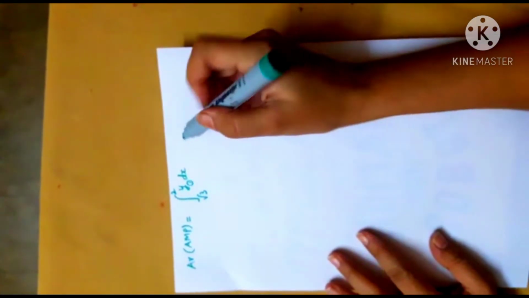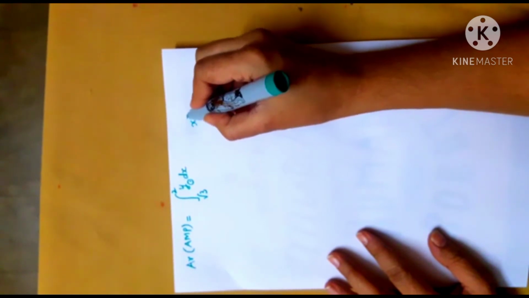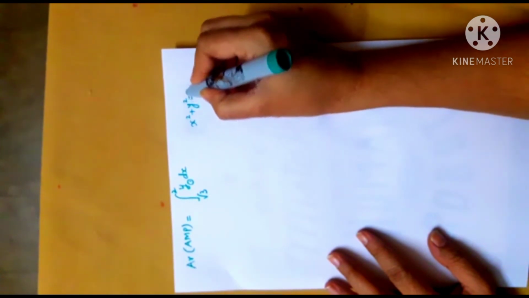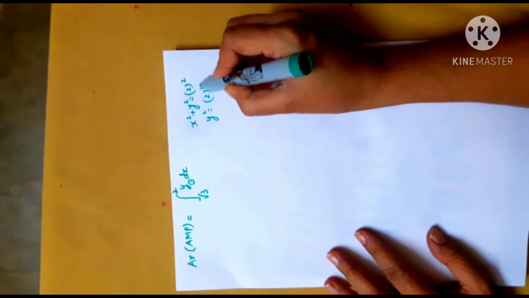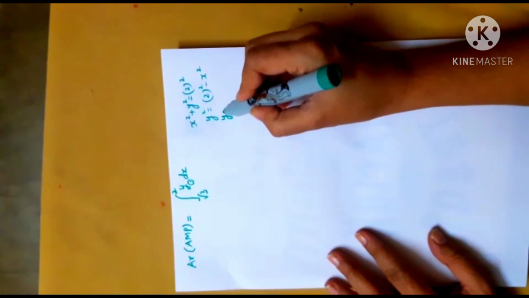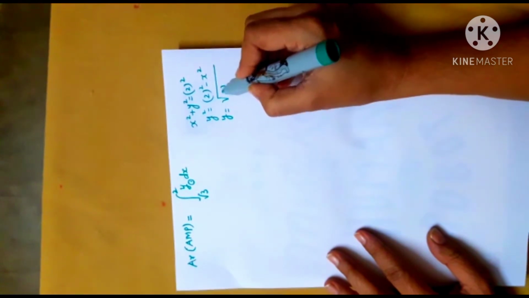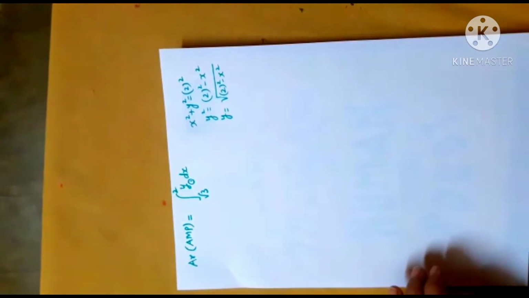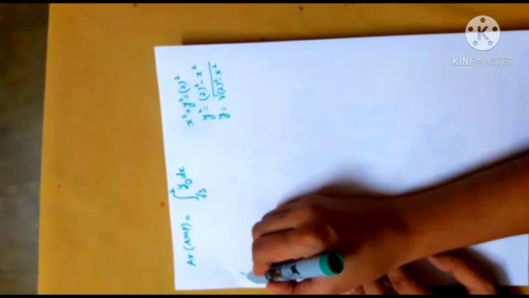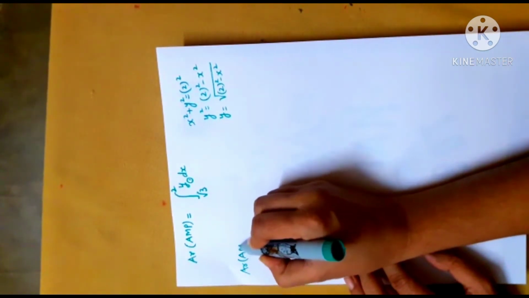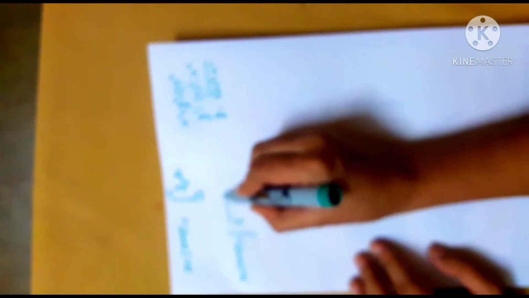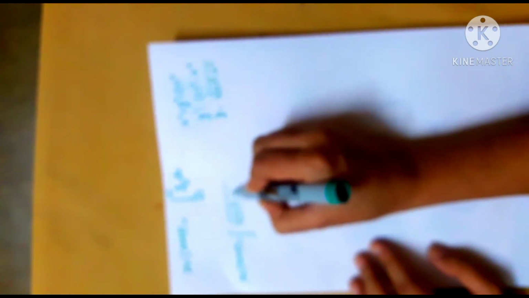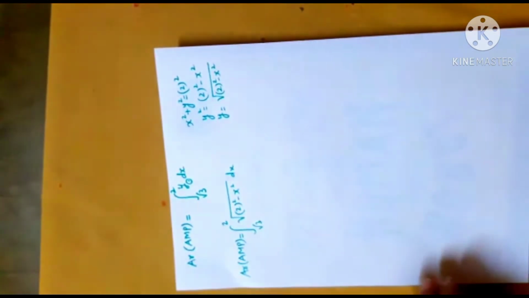Now I want y of circle. So the equation of the circle was x square plus y square equals 2 square. So from here y square is 2 square minus x square. So y will be square root of 2 square minus x square. So I put this value here. So area of region AMP will be equal to integral square root of 2 square minus x square dx within the limits root 3 to 2.